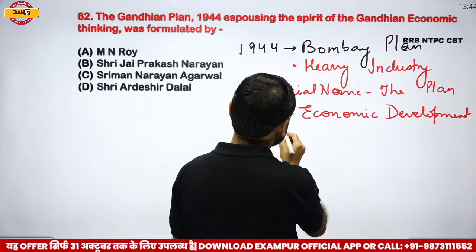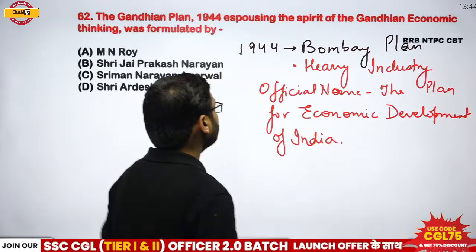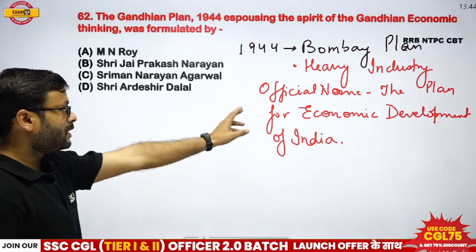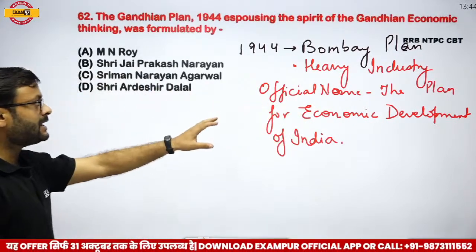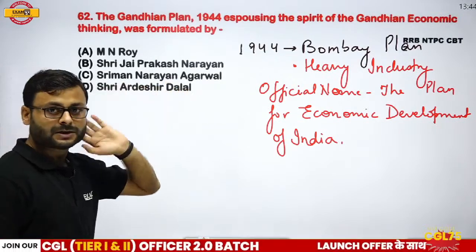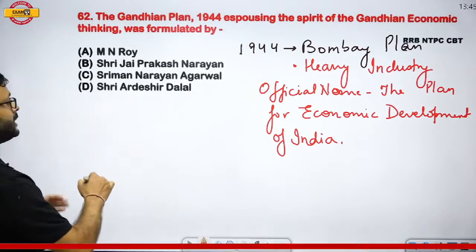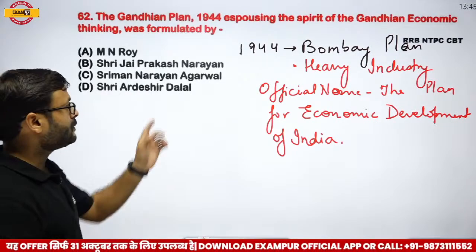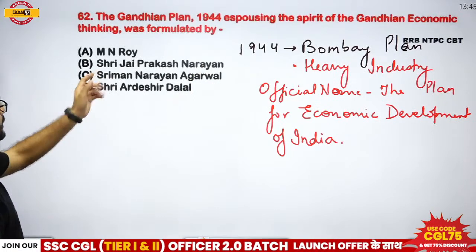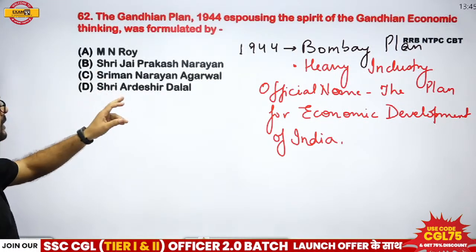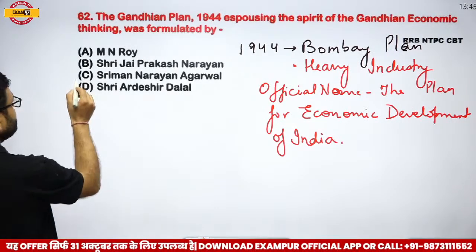Development of India. Okay, this is the official name of this plan. In this plan, the heavy industry strategy is criticized by many Gandhian philosophers, so they started their new plan, and that was known as the Gandhian plan. The Gandhian plan was presented by M.N. Roy, Jayaprakash Narayan, Sriman Narayan Agrawal, and Sri Ardesh Dalal. The man behind the Gandhian plan was Sriman Narayan Agrawal.